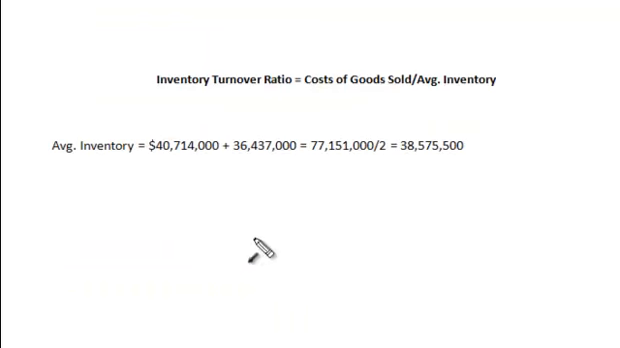Okay, the math is pretty basic. This portion of it, the average inventory, comes from the balance sheet. This section here, the cost of goods sold, we'll get from the income statement. The average inventory is simply the $40.7 billion from the first period, and then we add that to the $36.4 billion for the second period, and that gets us to $77 billion. We'd simply divide that number by 2, because there's only 2 here and we're trying to get an average, and we get the $38.5 billion here. And that simply gets plugged into the average inventory right here.